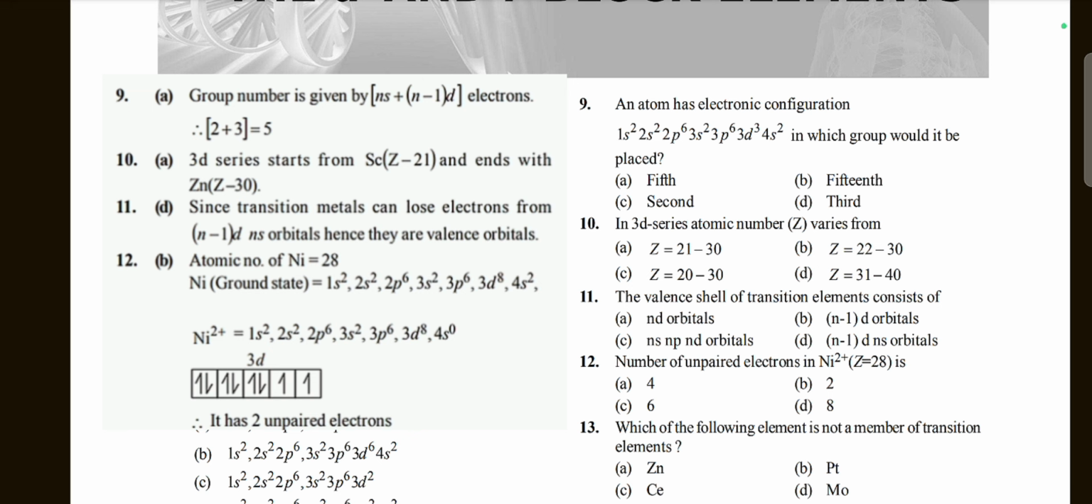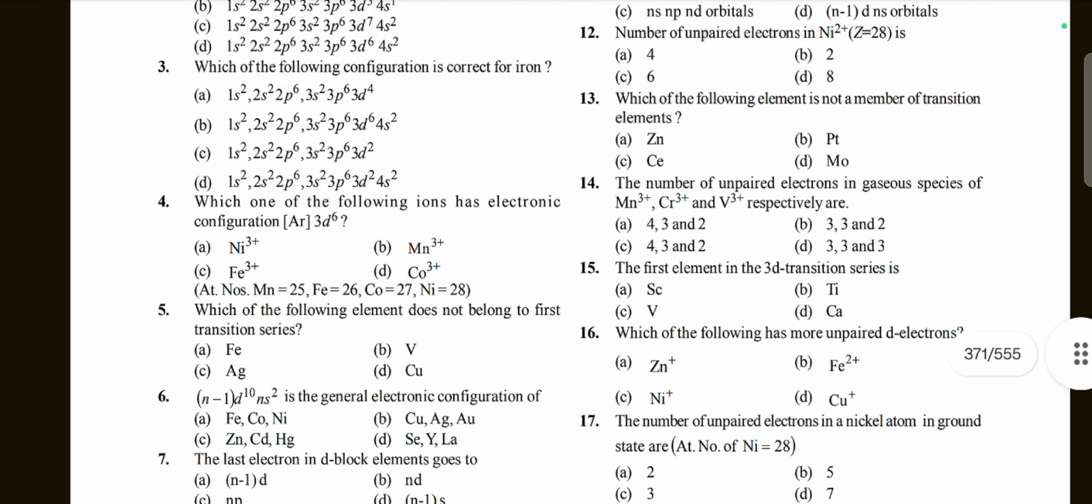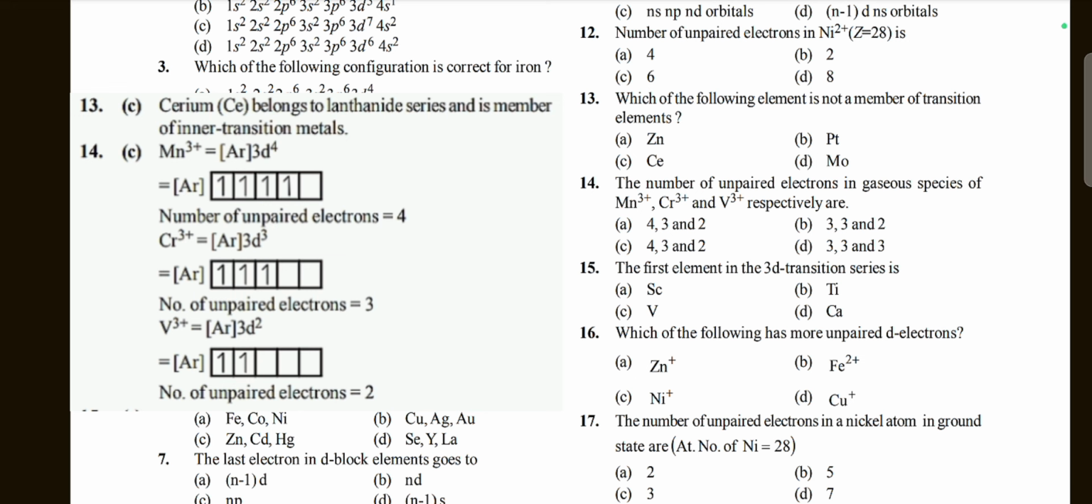The number of unpaired electrons in nickel 2+, Z equals 28, is, so here the atomic number is 28. On removing 2 electrons from 4s orbital, the number of unpaired electrons will be 2, because there will be 3d8, and so there will be 2 unpaired electrons left in 3d orbitals. Which of the following elements is not a member of transition elements? So cerium belongs to lanthanide series and is a member of inner transition elements. Option C will be the answer.